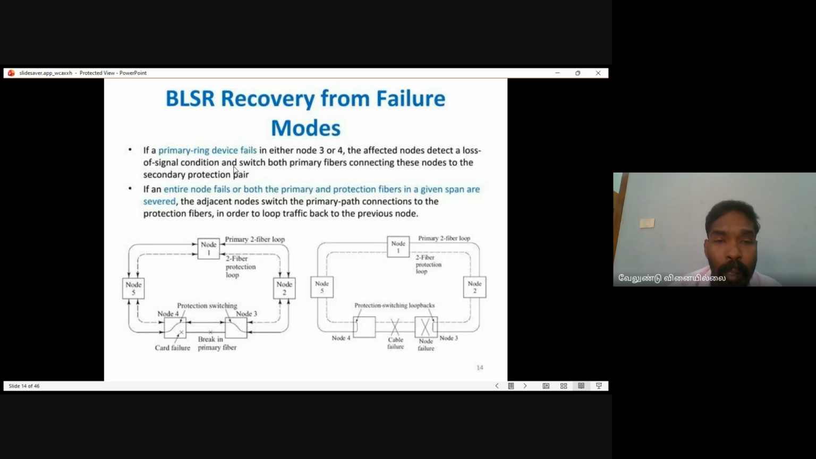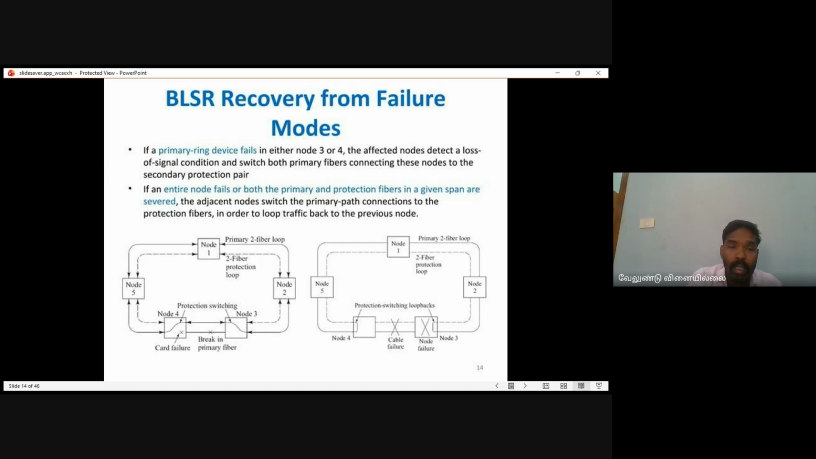In this case, the primary ring device fails in either 3 or 4. Suppose 3 and 4 fail, what happens? The affected nodes detect loss of the signal and switch from the primary fibers connecting the nodes to the secondary. So if it is not connected, it automatically takes over to the protection fiber cable and can start transmitting the data packets.